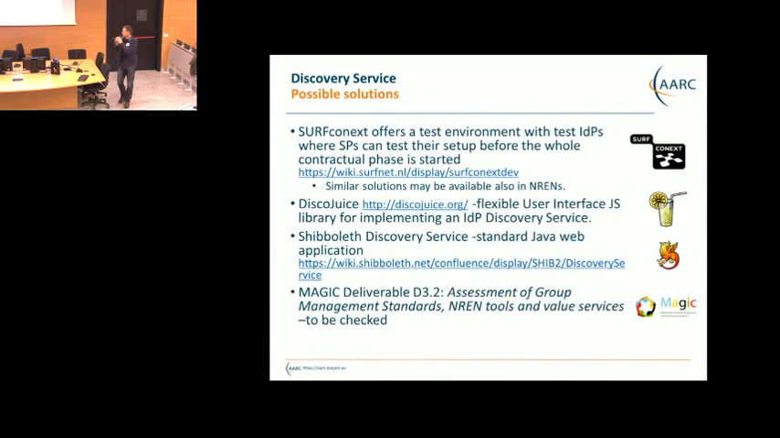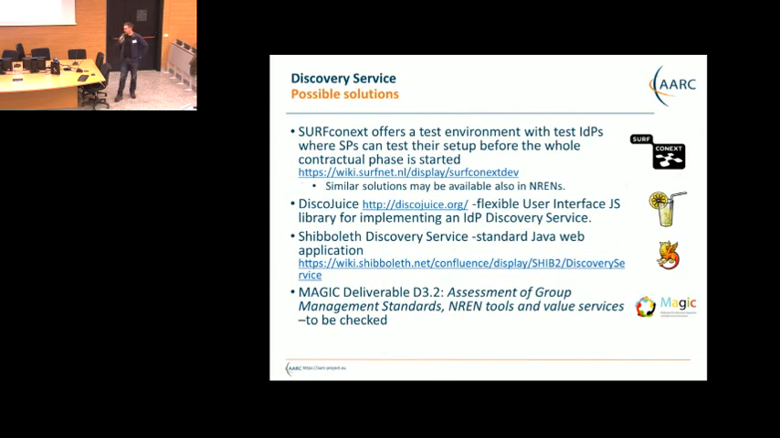We also looked at some discovery service solutions. First, SURFconext is a working service that can be used for testing cooperation between service providers and IdPs. Maybe it's not the only one, and some exist in other countries.